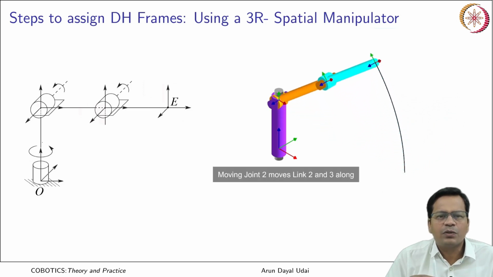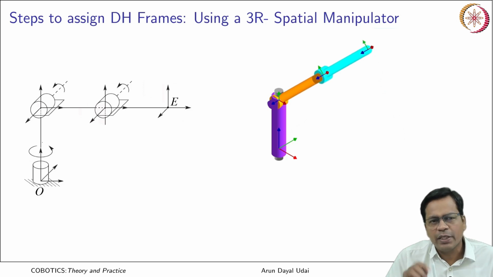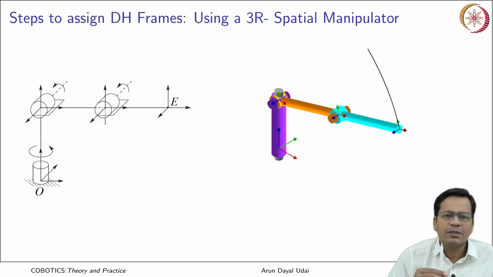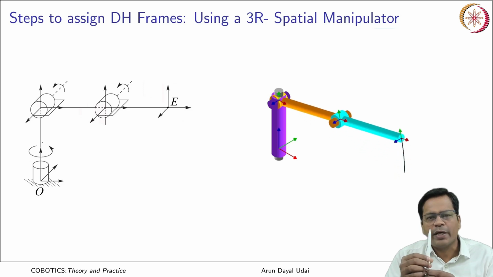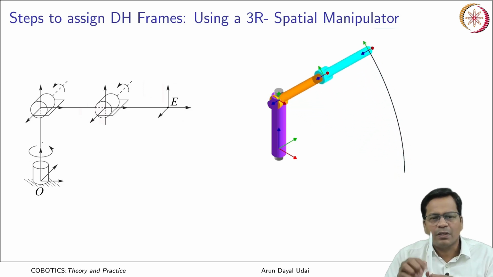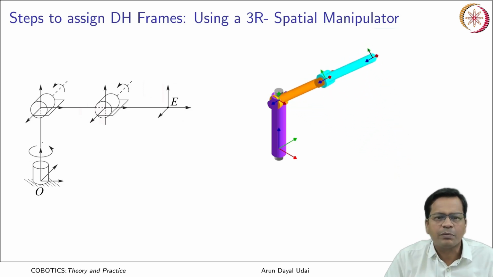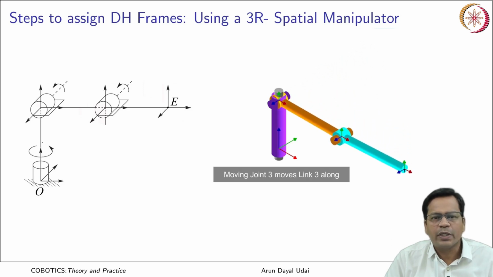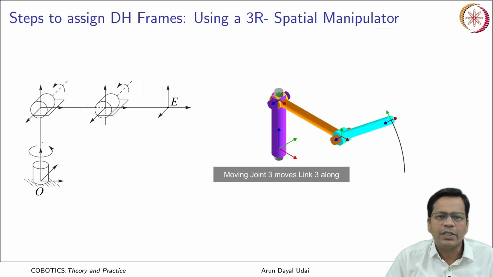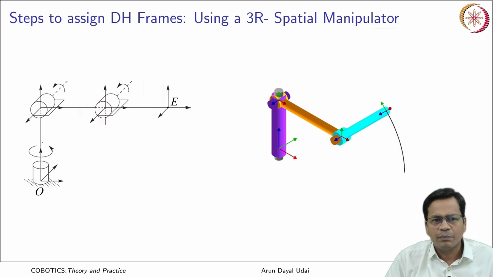Now, when joint 2 is moved, that moves links 2 and 3 only. Whenever joint 1 moves, it moves link 1 about its own axis, so it may not be that noticeable here. Links 2 and 3 are moving. This is only link 3 moving, so joint 3 is in action.